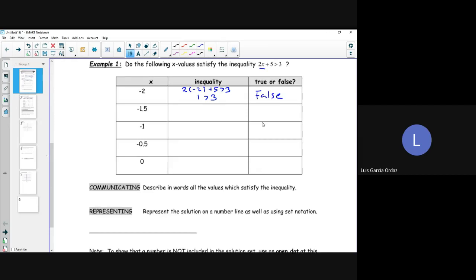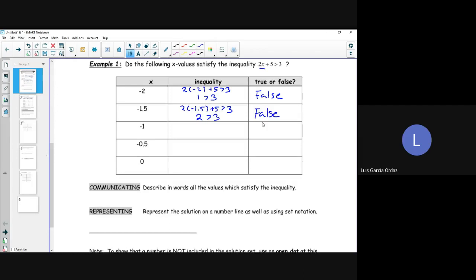Now we're going to do the other one. So we have x is equal to negative 1.5. So we get 2 times negative 1.5 plus 5 is greater than 3. When we simplify that, we get 2 is bigger than 3. And based off our basic knowledge of numbers, 2 is not bigger than 3. So this one is also false.